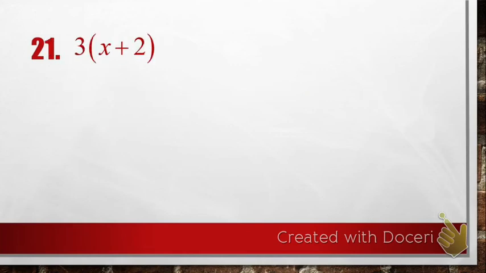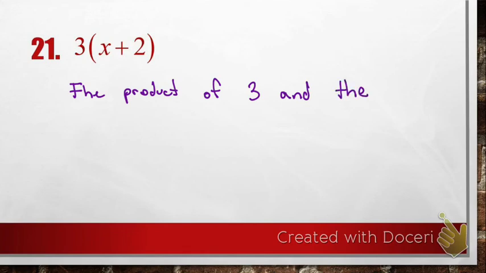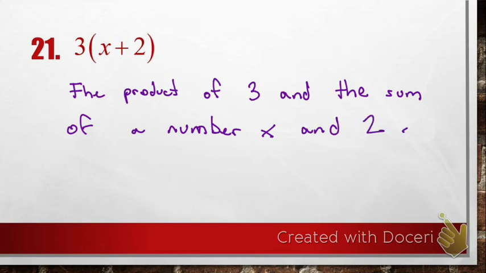Alright, so for 21 I'm going to write it with parentheses. So I'm going to use the quantity of, and any way that I can write parentheses. So let's do the product of 3 and the sum of a number x and 2. So the product of 3 and the sum of a number x and 2.